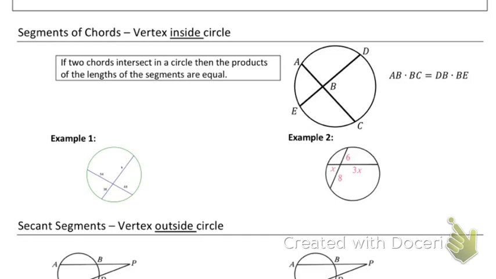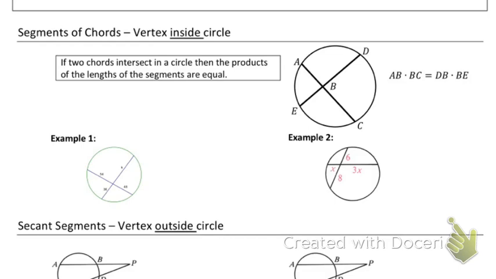Segment times segment equals segment times segment. Two lines intersect inside a circle. You just do segment times segment on the same line equals the segment times segment of the other line. So as an example, let's do example 1. You're going to ask yourself, are those two chords intersecting inside a circle? Yes, that point is inside the circle. Am I looking for a vertex or length? I'm looking for lengths, so we're going to use this one.